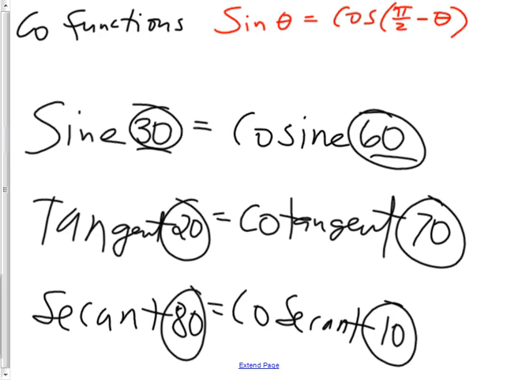Tangent would go with cotangent, and secant would go with cosecant. That's why they're called the cofunctions. Okay? All right, so sine goes with that, and then what is the next one? Cosine, I suppose, but then cosine would go back with sine. Could I write it this way? Cosine of some angle is equal to sine of pi over 2 minus theta?